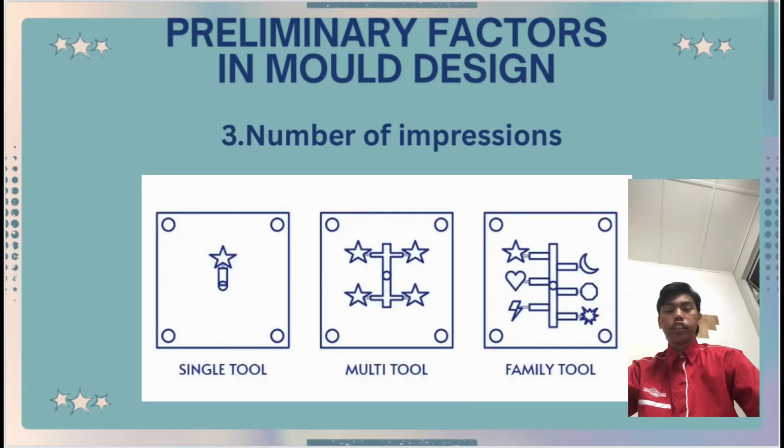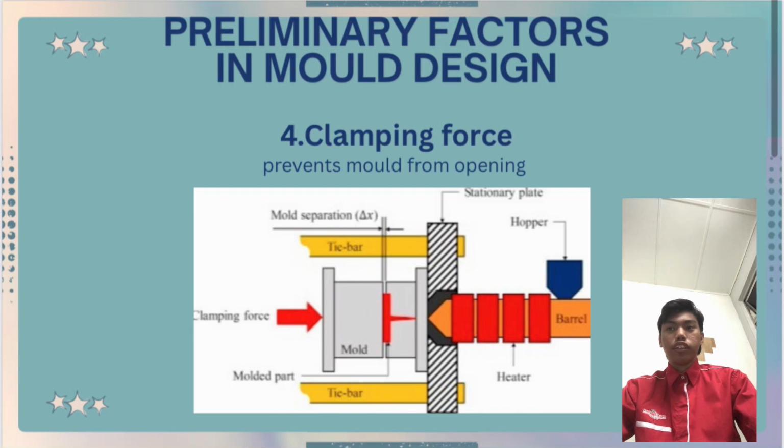Number of impressions has three tool types. First, single tool. Second, multi-tool. And third, family tool. This is our design. Next, clamping force. Clamping force is to prevent the mold from opening.